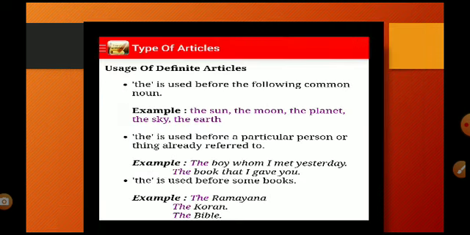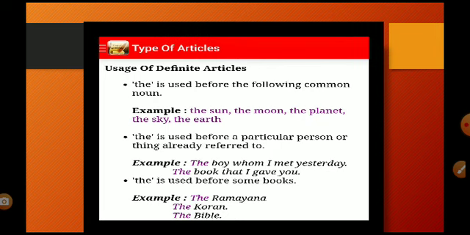So now we will go to the usage. First we will see the usage of the definite article. The is used before the following common nouns, as we see the sun, the moon, the planet, the sky, the earth. We use the before these common nouns. It is also used before a particular person or thing already referred to. For example, the boy whom I met yesterday. We see that we have used the. Now in the next sentence, the book that I gave you. Here it refers to a particular book. That is why we have used the.